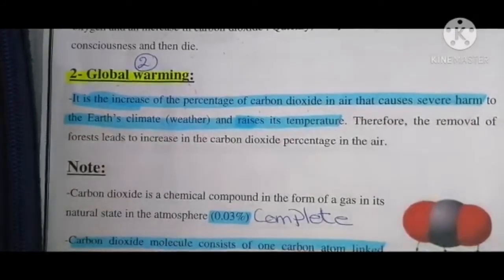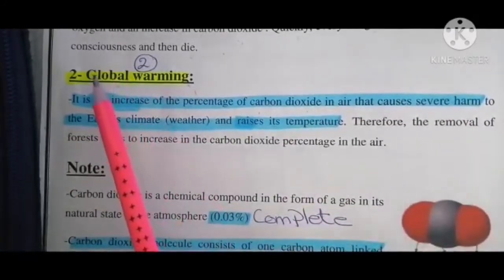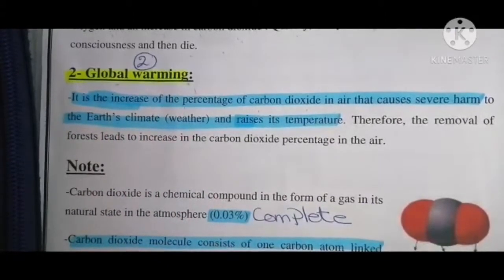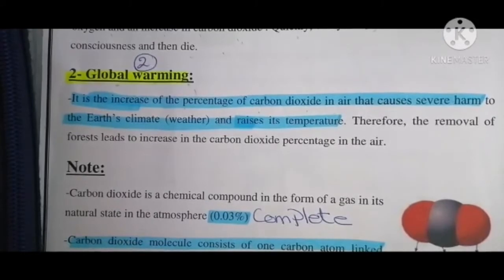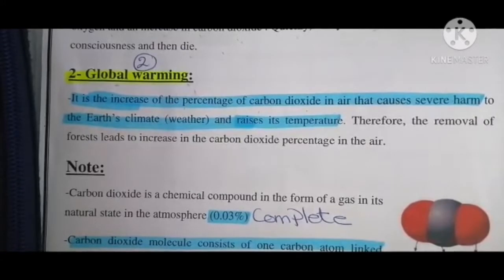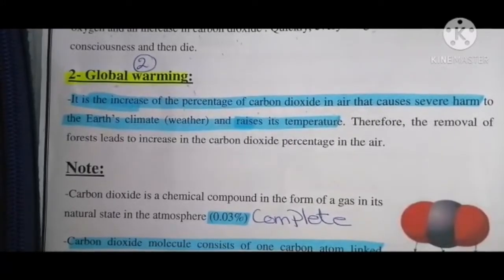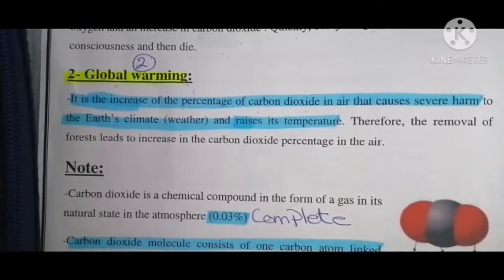The second problem from the increase of the carbon dioxide is global warming. What is global warming? Due to the rise in the amount of carbon dioxide, from where does this carbon dioxide come from? From the burning. A lot of burning results in the increase in the amount of carbon dioxide. Burning of what? Farmers, they get the remains of the wheat and the rice and they put it in mountains and they start burning it. This results in a lot of smoke. This smoke has carbon dioxide.